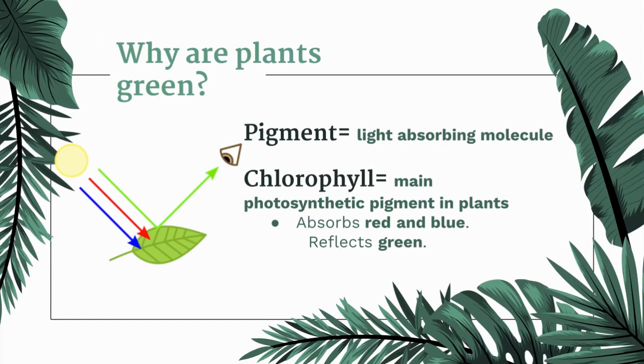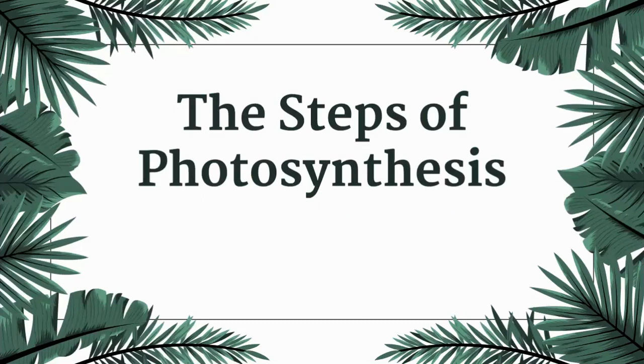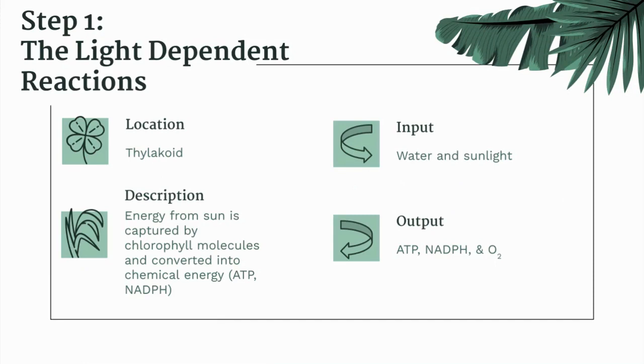Once a plant has absorbed the sunlight using chlorophyll, it goes into the first step of photosynthesis called the light-dependent reactions. You are going to fill out your chart using this information. The light-dependent reaction occurs in the thylakoid. What is happening is that energy from the sun is captured by chlorophyll molecules. It's converted into chemical energy in the form of ATP and NADPH. What goes into the light-dependent reactions are water and sunlight. What comes out are those charged chemical energy molecules, ATP, NADPH, and then oxygen as a byproduct is released.